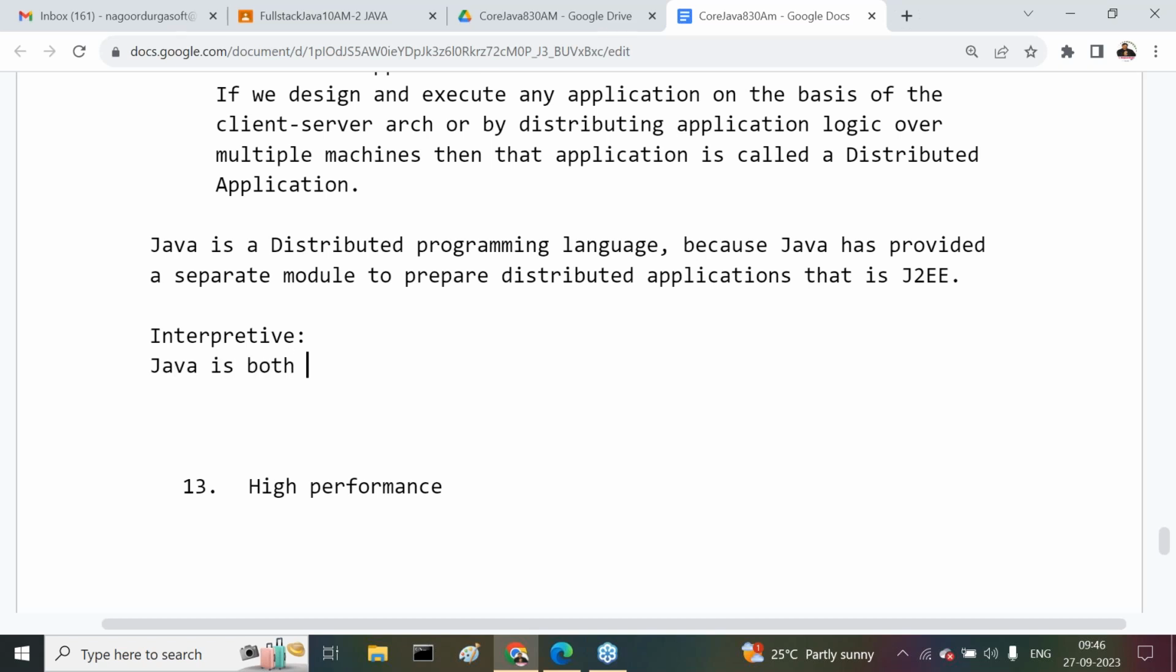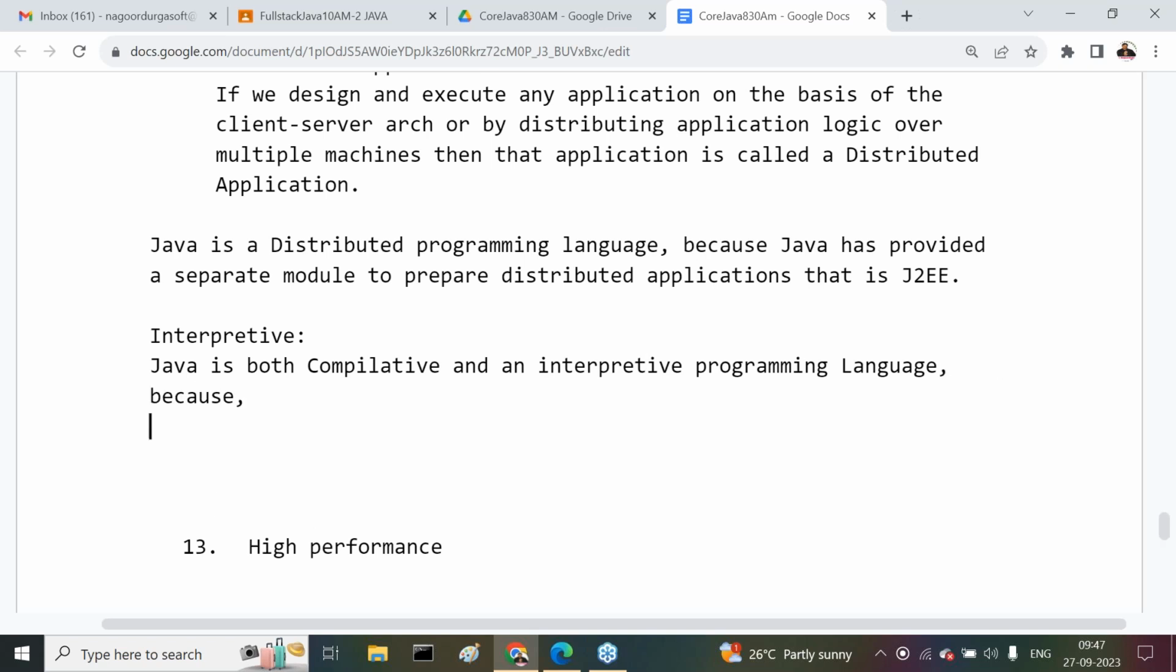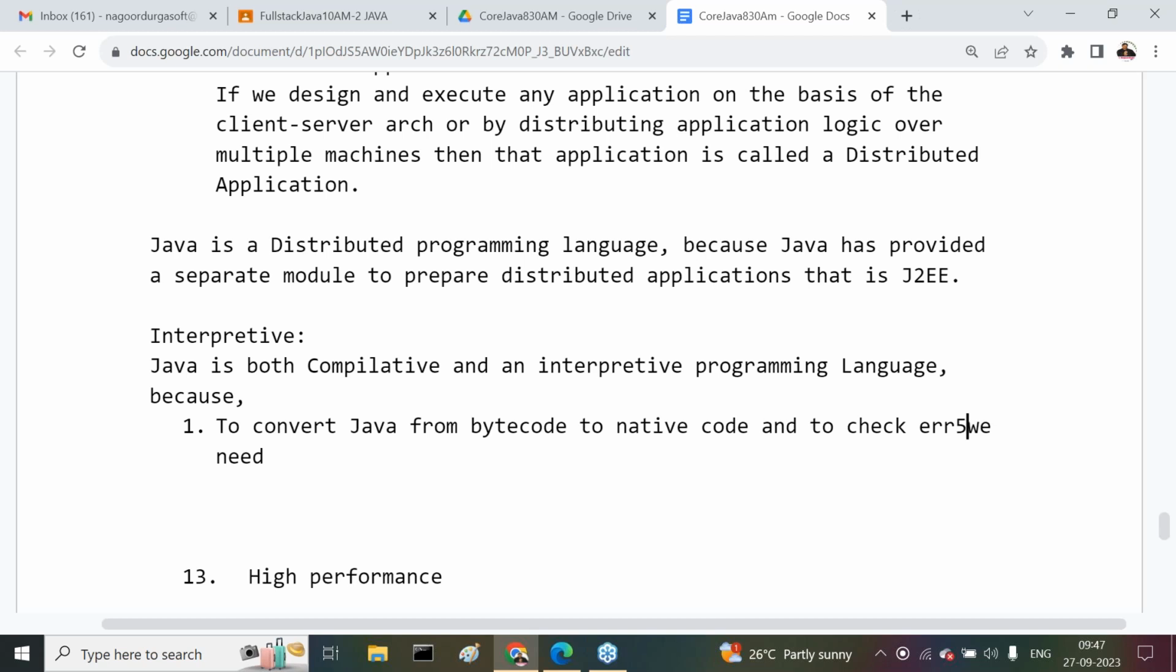Java is both a compilative and an interpretive programming language. Why? What is the reason here? Reason number one, just note, in multiple classes I have given one point here: to convert Java from bytecode to native code and to check errors.